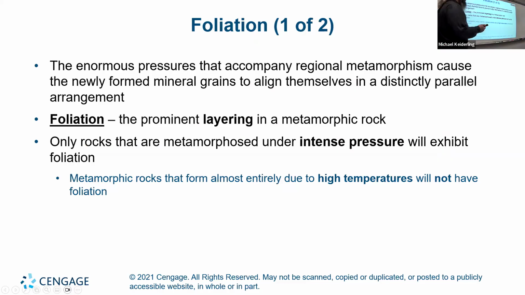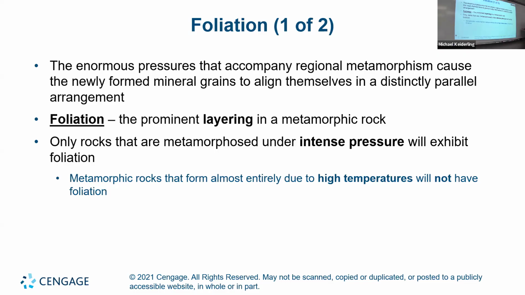So the intense pressure that occurs in the metamorphism can cause the crystals to actually get squashed. So in regional metamorphism, the newly formed mineral grains end up aligning themselves in a distinctly parallel arrangement. This is called foliation. So this leads to this prominent layering, or you can get bands. And only rocks that are metamorphosed under intense pressure exhibit foliation. Specifically, you need to have differential pressure, where you have more pressure in one direction than the others.